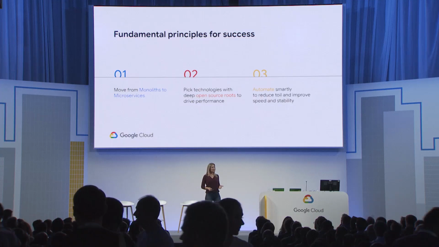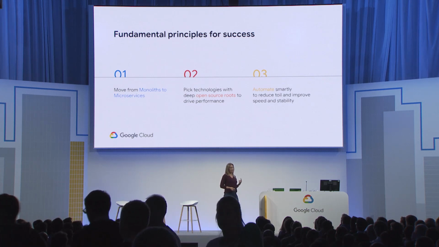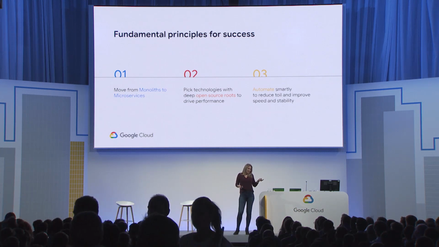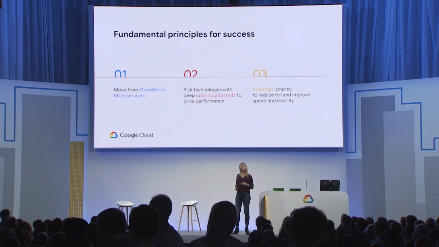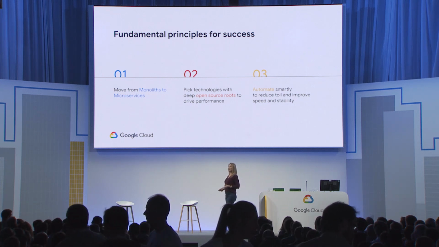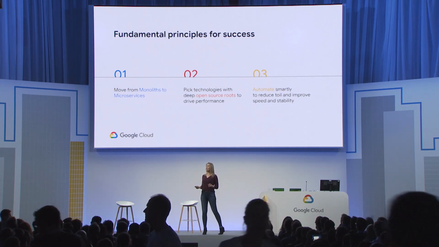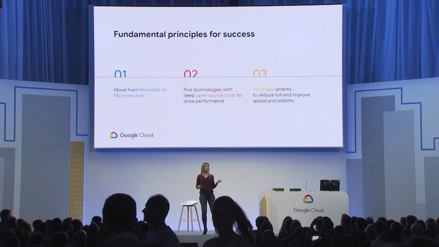So what we've seen is that we really have fundamental principles for success that, if teams follow these, it really does drive performance. So here are some of these that we see. So one is moving from monoliths to microservices. And in the research, we've seen this for a few years. This really is having a loosely coupled architecture. And I've seen this in my own work.